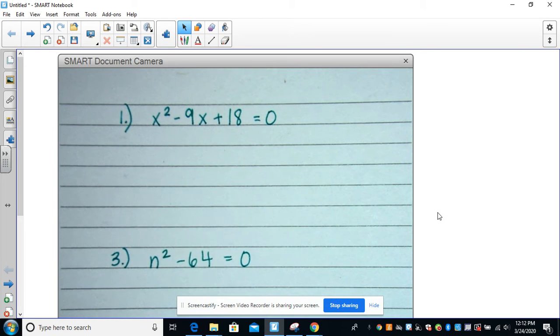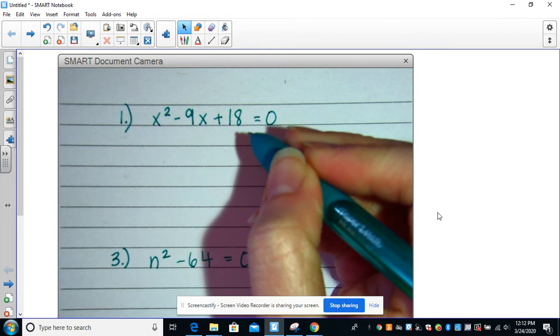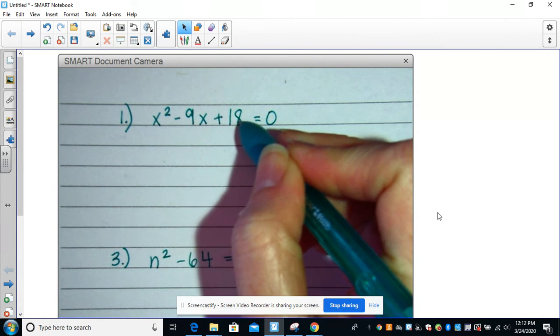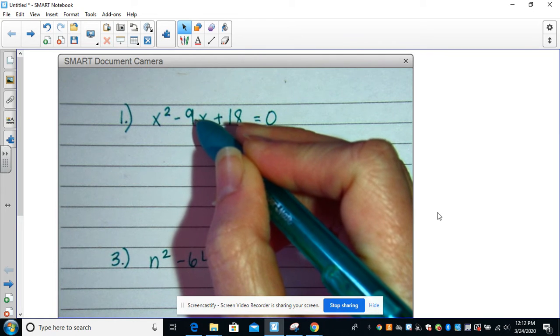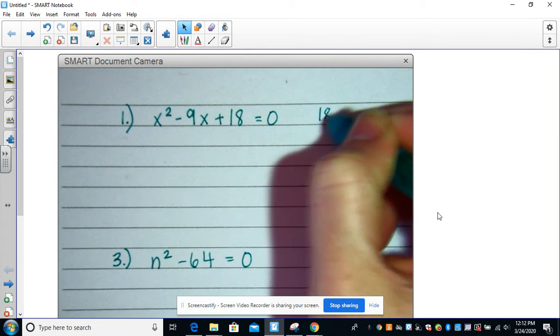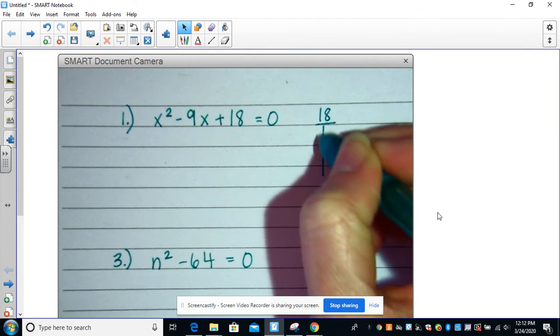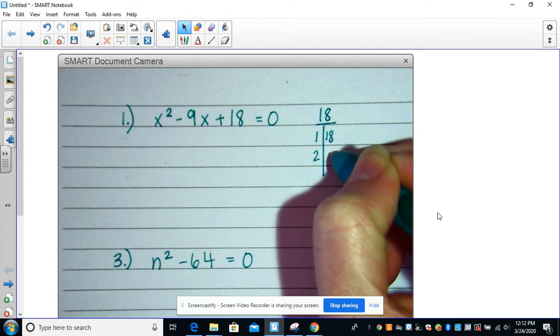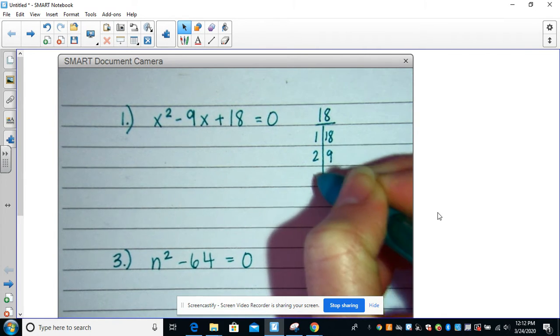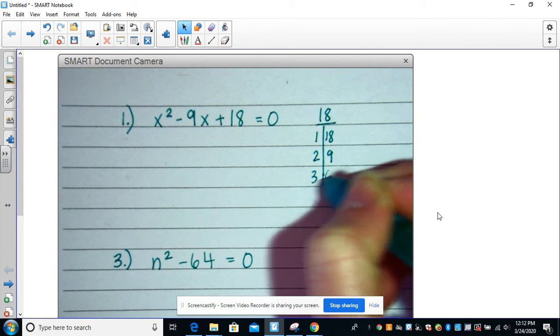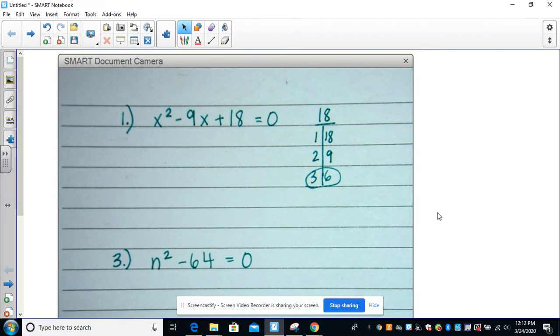I hope you didn't have any trouble with the quadratics factoring, but I'm going to show you the examples just in case you did. Remember, we're trying to find the factors of 18 that would make 9. So our factors of 18 are 1 and 18, 2 and 9, 3 and 6, and it looks like 3 and 6 could make 9.